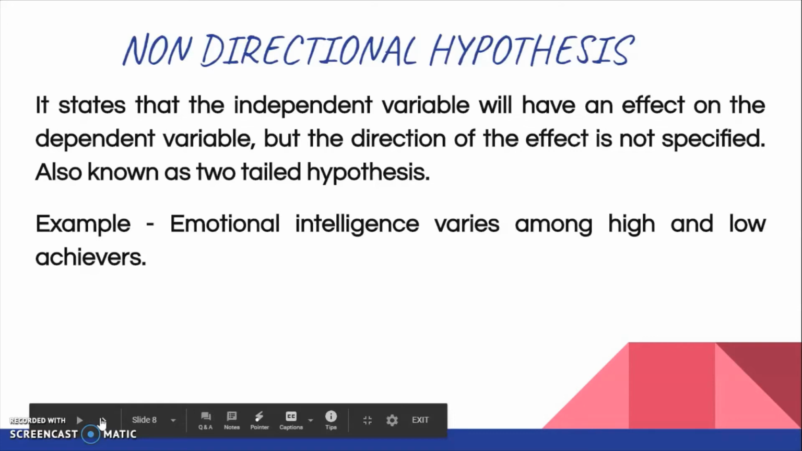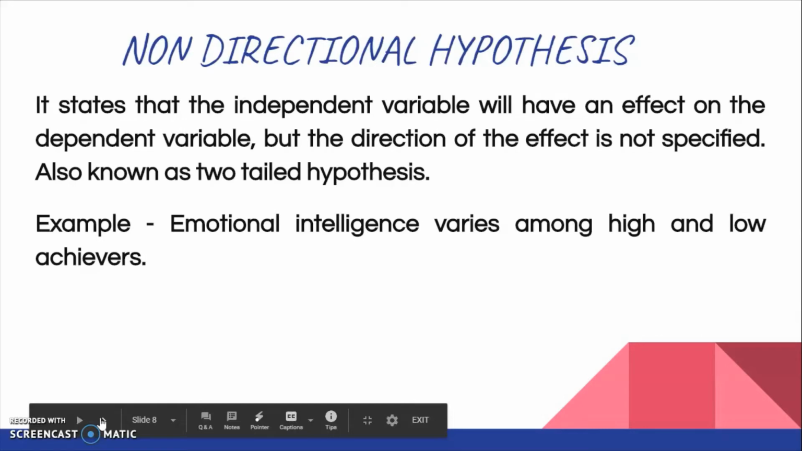For example, emotional intelligence varies among high and low achievers. Here you see, what we are predicting is that it varies. That is the only thing that we are predicting. Emotional intelligence varies among high and low achievers. We don't say how it varies. When we say how it varies, it becomes a directional hypothesis. If we say there is no relationship at all, then it becomes a null hypothesis. That's the difference between these three things.